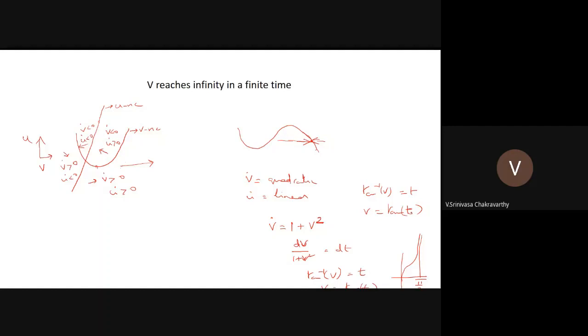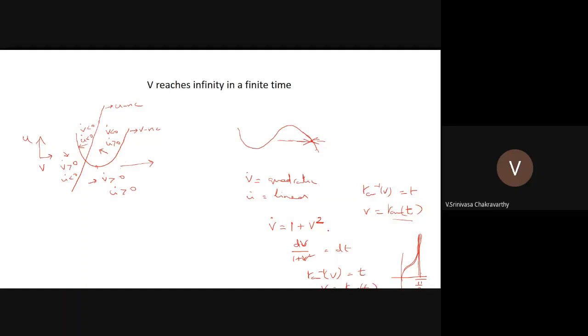What I'm trying to say is when you have a quadratic nonlinearity, the v variation will take a tan form. Therefore it can reach infinity in a finite time. When t equals pi by 2, it will reach infinity. Whereas if you take a linear expression, just 1 plus v, you have dv by 1 plus v on the left side, so you get a log function. If you take the log to the right side, you get an exponential. So in that case, v simply increases exponentially with time, but still it takes infinite time to reach infinity.